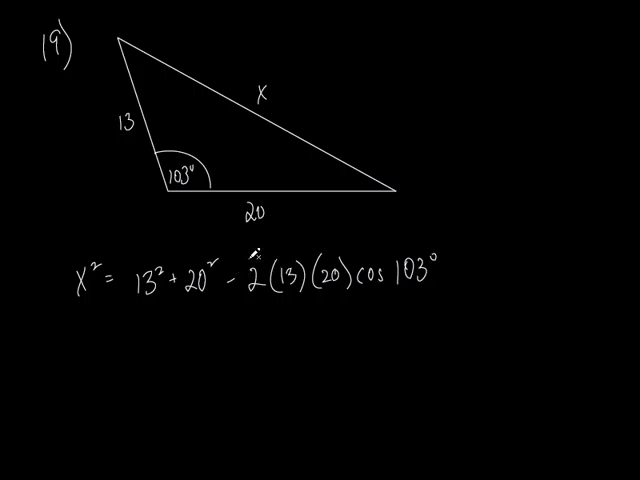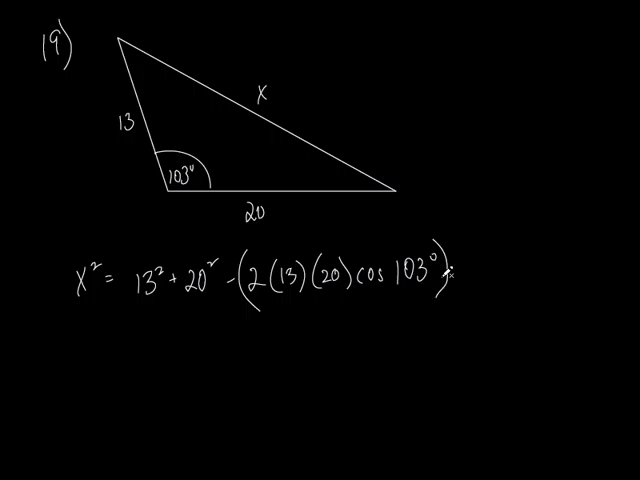Now, there's one key thing that I always point out. Parentheses right here and right here. I think it's very important that you put the parentheses there yourself. It helps organize things much better. So you can put this all in one shot in your calculator: 13 squared plus 20 squared minus parentheses 2 times 13 times 20 cosine of 103, close the parentheses.